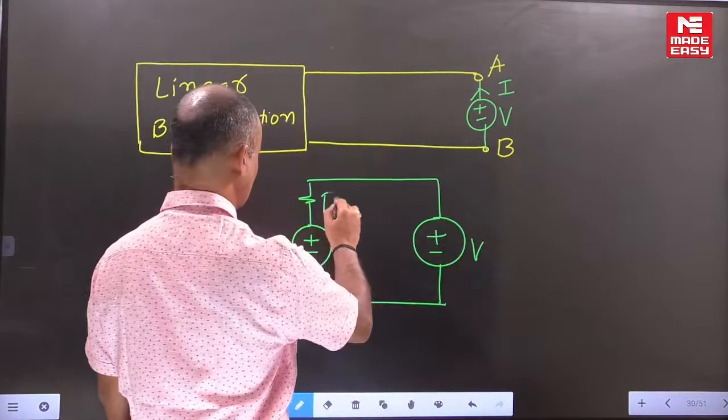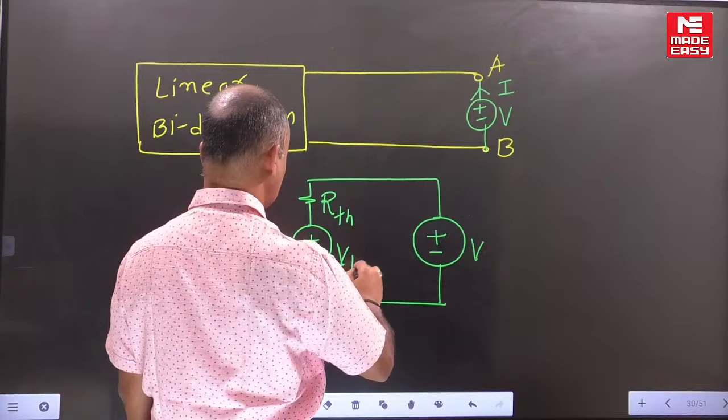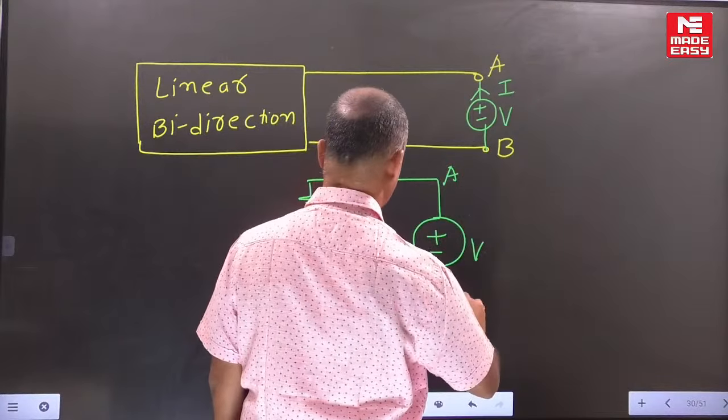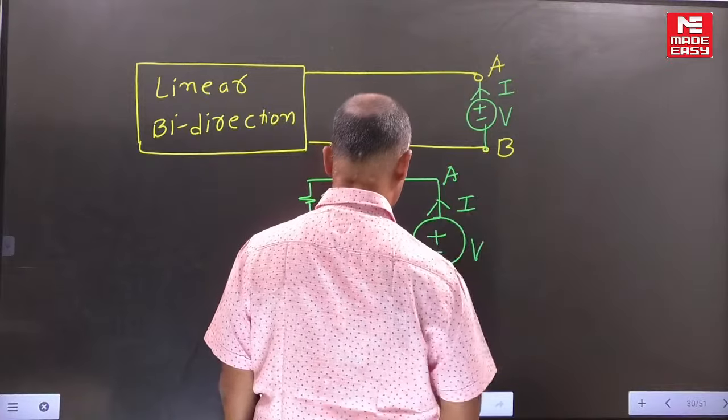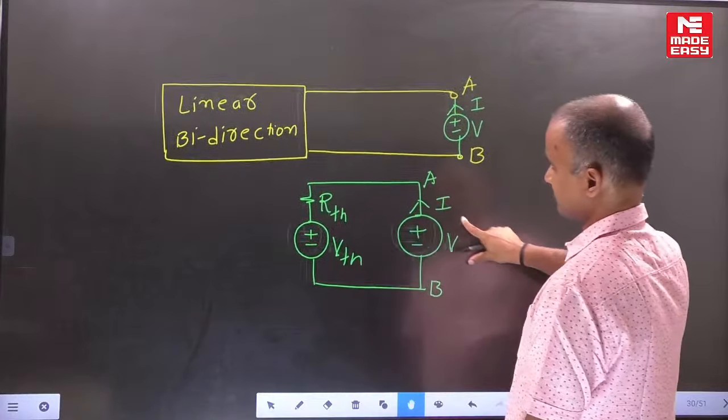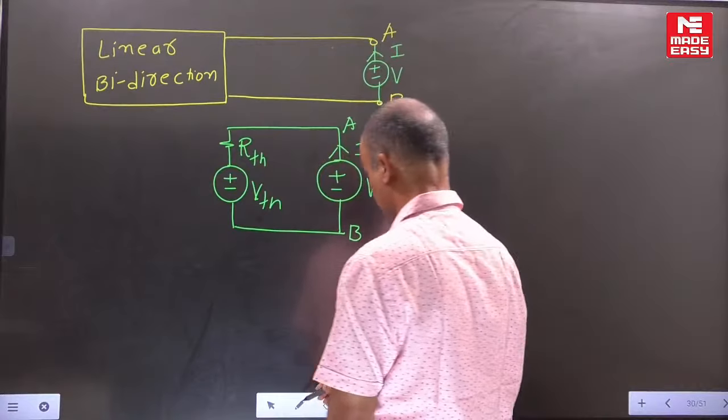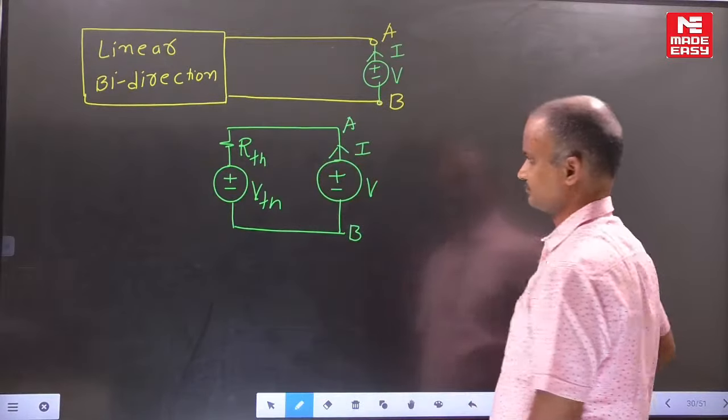Now V Thevenin's, R Thevenin's, A and the B. Now what is the advantage of this method? Simultaneously you can get both the V Thevenin's value as well as the R Thevenin's value.